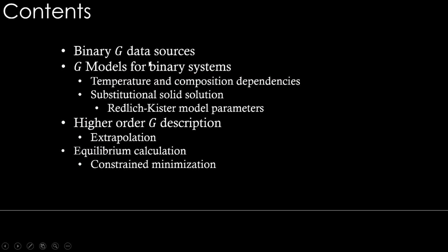So these are the things we'll cover today: binary Gibbs energy data, the sources of it and the models used, especially the temperature and composition dependencies, how they are modeled. And when it comes to binary models, we will have to do the modeling based on the type of phases. We will see one type of phase, solid solution, how the modeling is done for that. Once the binary Gibbs energy descriptions are introduced, then we will see how higher order Gibbs energy descriptions look. Basically, how to do the extrapolation from the lower order and understand the higher order description.